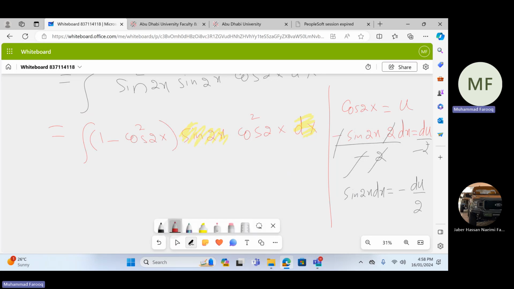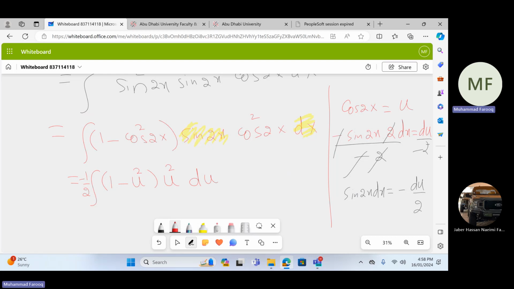Okay, now please put in the substitution. Negative 1 over 2 outside, fine. 1 minus u square, yes or no? Sine 2x dx is du and cosine square is u, so u square. And what is that? du. Here I substituted and reached this. Is it clear? Very good.